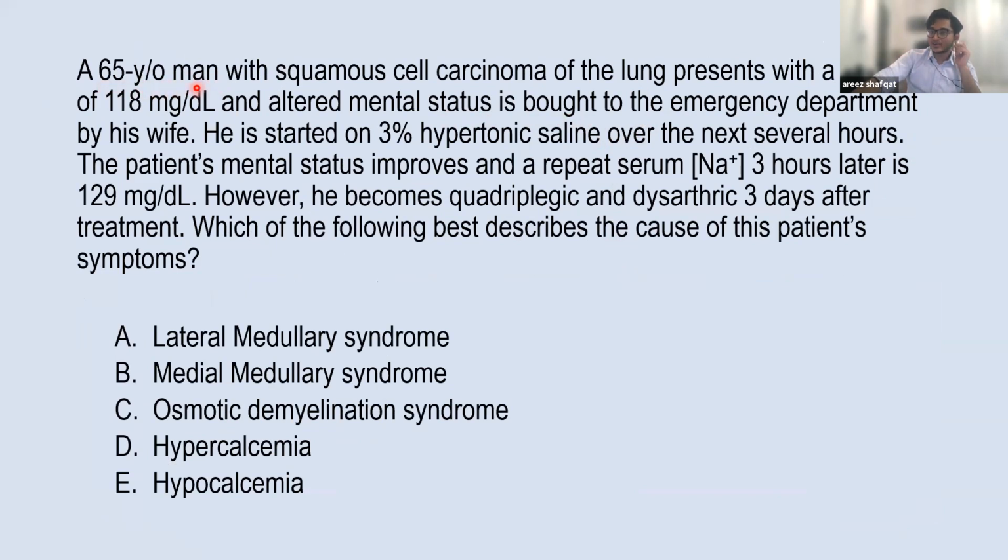So this is a 65-year-old man with squamous cell carcinoma of the lung. You learn more about this in third year, that people with lung cancer or lung disease in general can develop something called SIADH. All right. This means ADH is released and causes water reabsorption, and that causes dilutional hyponatremia. Then he was started on hypertonic saline, and he becomes quadriplegic.